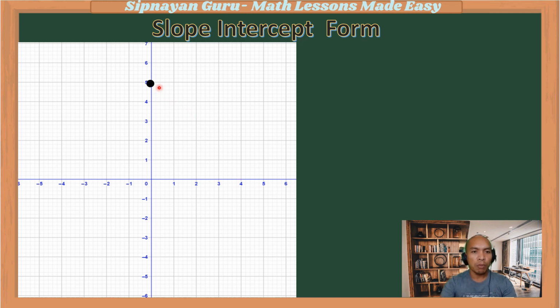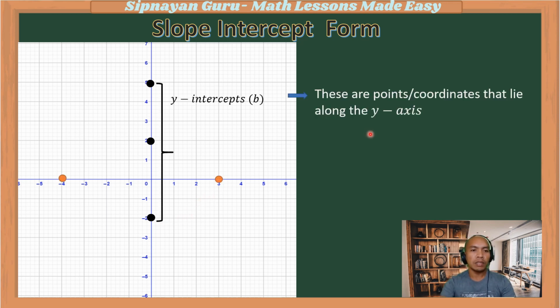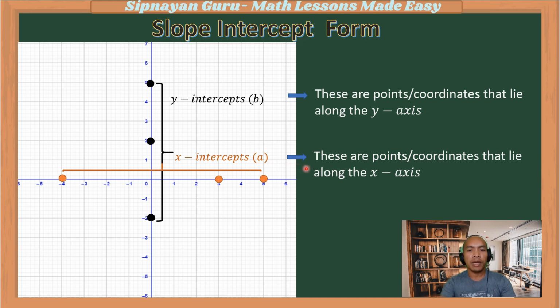Let's say we have this point, and this point, and this point. How do we call these points that fall along the y-axis? We call it the y-intercept. Similarly, we call the points that fall along the x-axis the x-intercept, represented by the small letter a. If we label the coordinates of these points, this is (0, 5), this is (0, 2), and this is (0, -2).